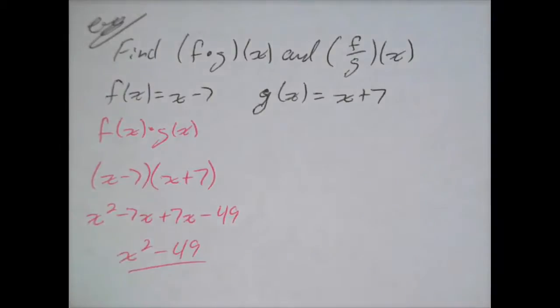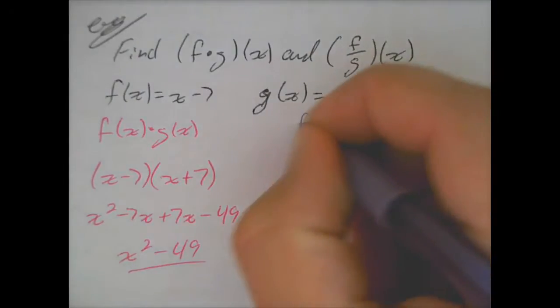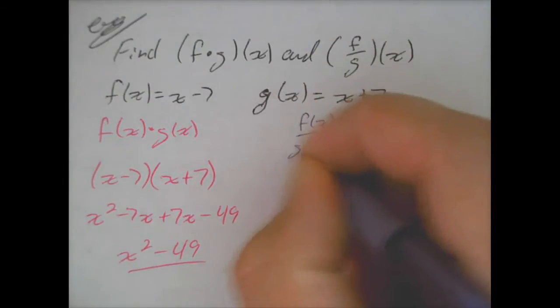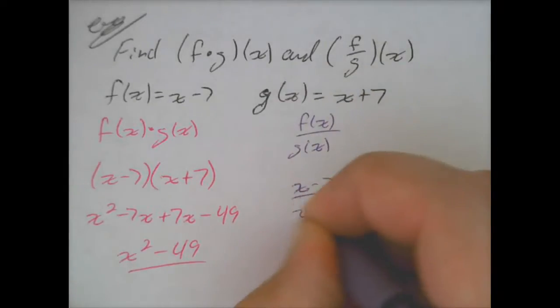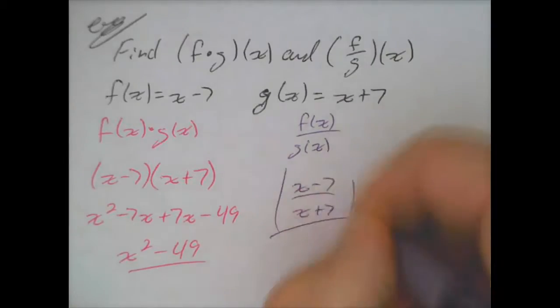Okay, with your division one, this is f of x divided by g of x. So I have x minus 7 over x plus 7. Nothing simplifies, so that's as far as you can take that one.